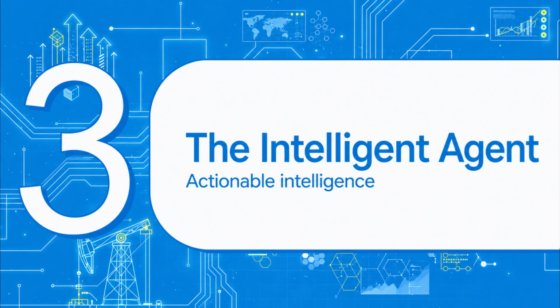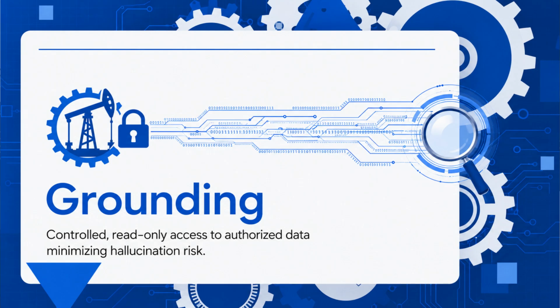Section 3, Layer 2, the intelligent agent. This is where we turn all that unified data into actual, actionable intelligence. So let's see how this builds upon our clean, trustworthy foundation, transitioning from simply organizing data to finally delivering those intelligent answers. The absolute crucial point here is understanding a concept called grounding.